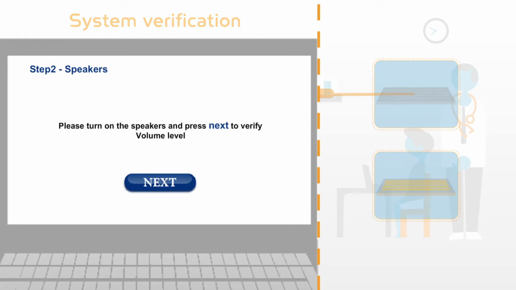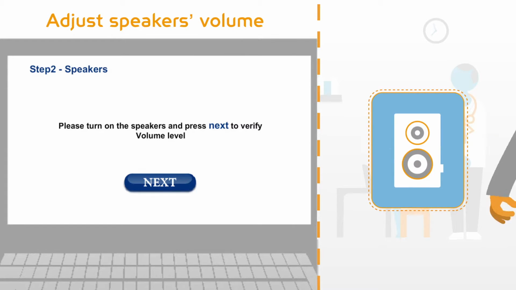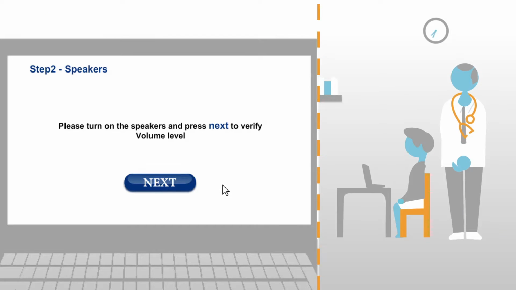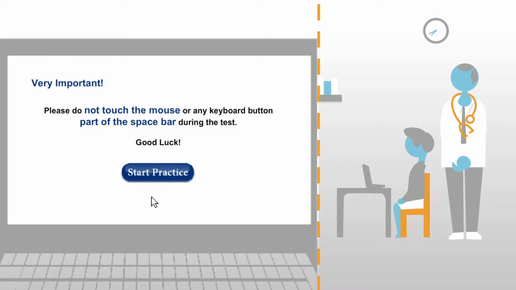Next, you'll be asked to check the volume on the speakers. Turn on your computer's speakers. You should hear a monotonous tone. The volume should be high enough for the patient to hear, but not too loud or irritating. Once this is all set up, the tone will stop and the practice test instructions will appear on the screen.